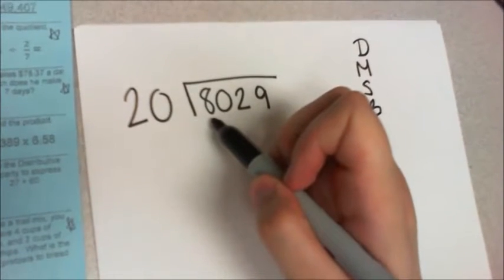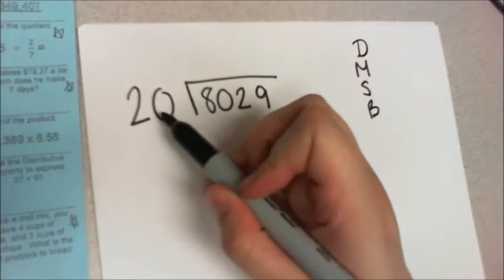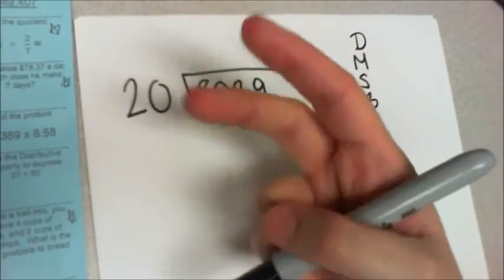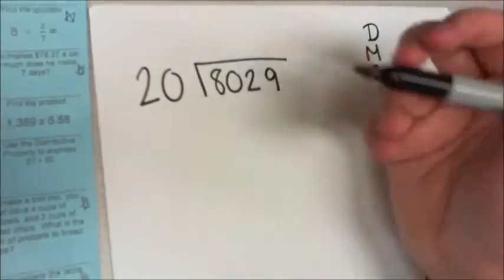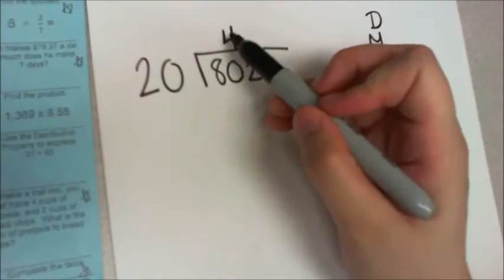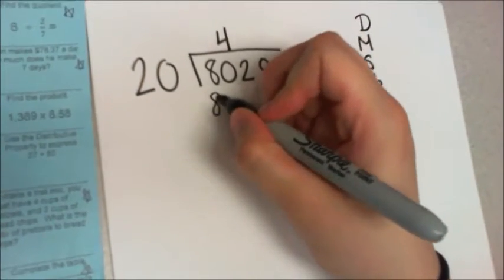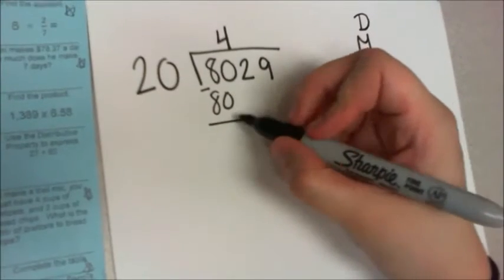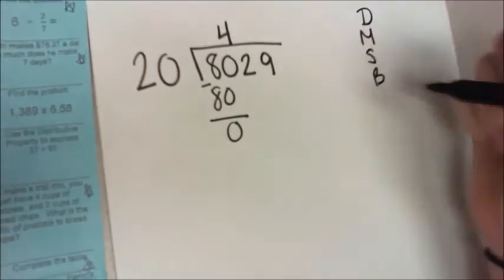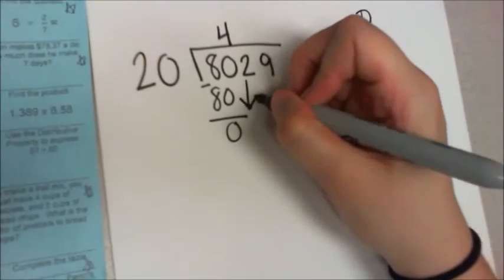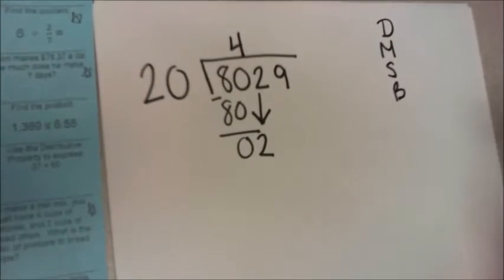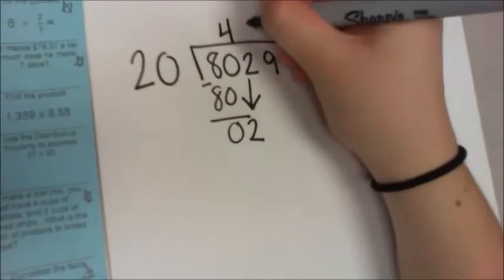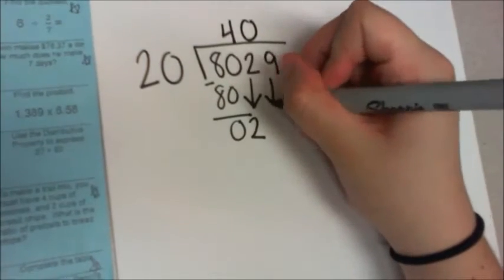20 does not go into 8 because 20 is bigger than 8. However, 20 can go into 80. How many times? 20, 40, 60, 80. So 4 times. 4 times 20 is 80, and then we do our next step of subtract. 80 minus 80 leaves me with 0. Then I have to bring down my 2. 20 cannot go into 2 because 20 is larger than 2, so we'll put a 0 on top and bring down the 9.